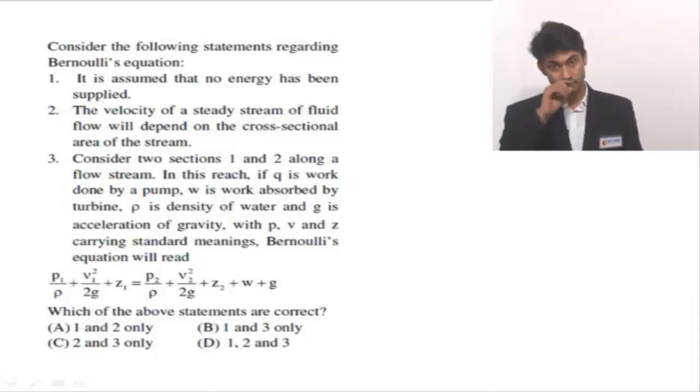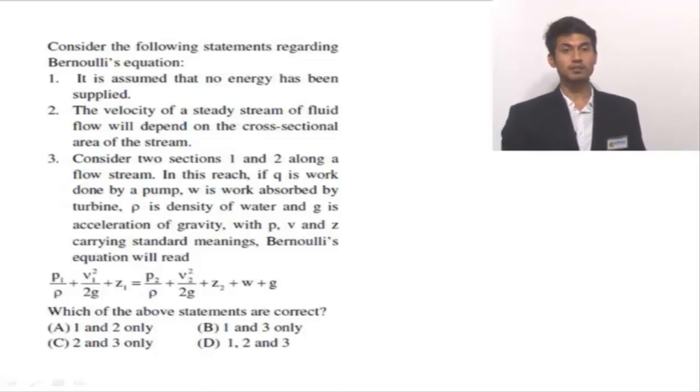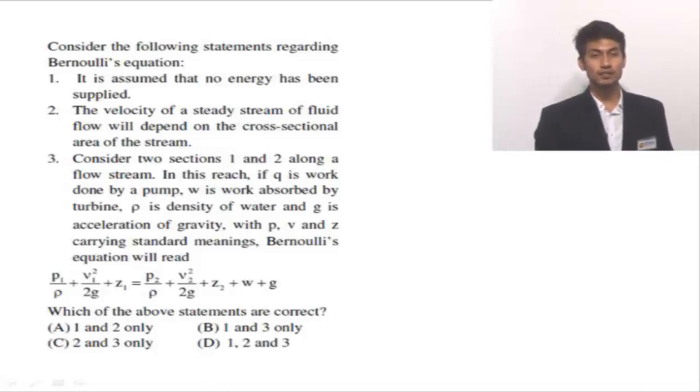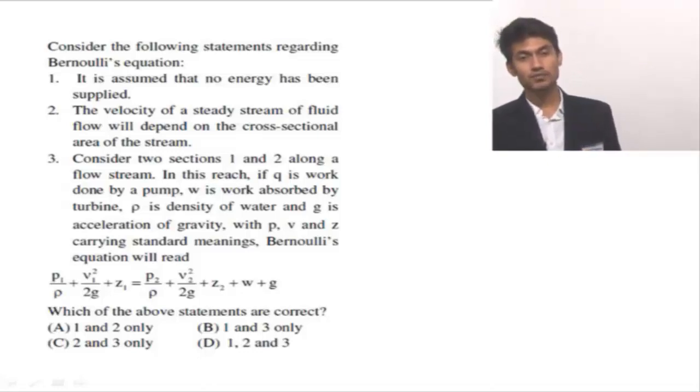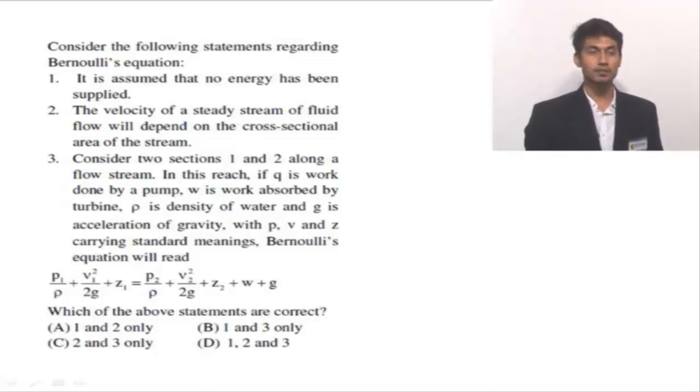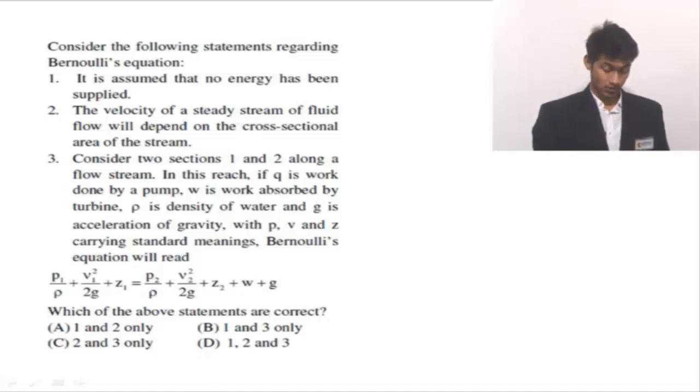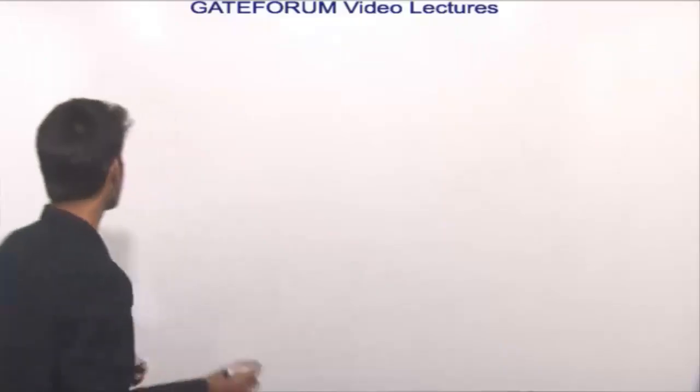Which of the above statements are correct? You need to choose which are correct statements among these three statements. Option A is 1 and 2 only, option B is 1 and 3 only. Option C is 2 and 3 only. Option D is 1, 2 and 3. That means all are correct. So we'll check one by one.